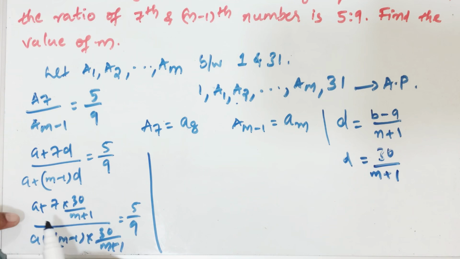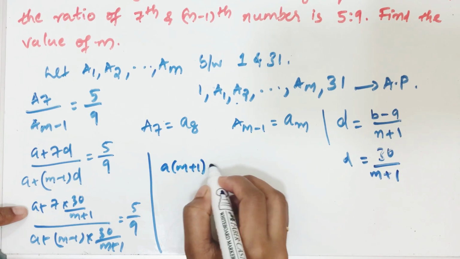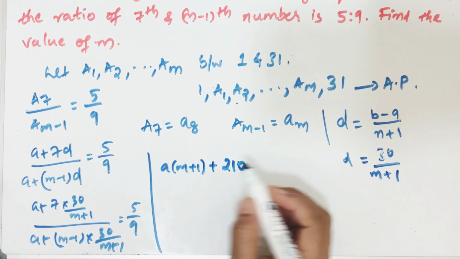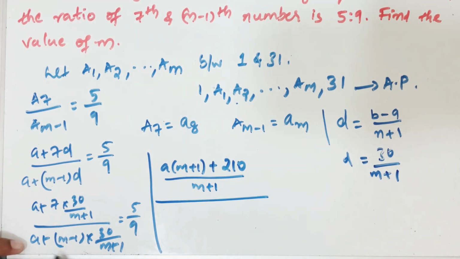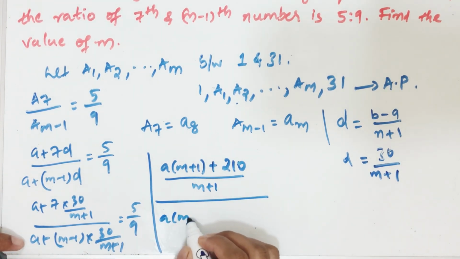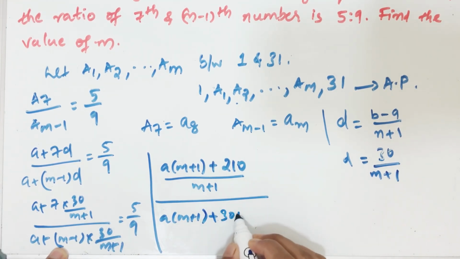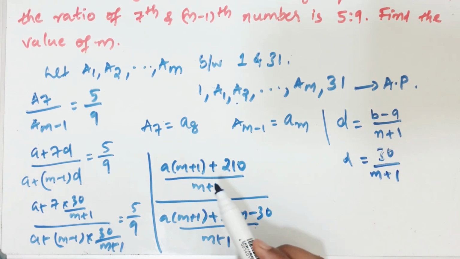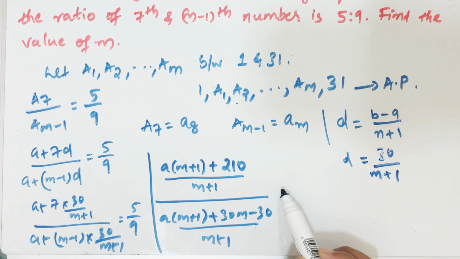Now see the numerator. Make the denominator as m plus 1. That is a into m plus 1 plus 7 into 30 is 210 by m plus 1 divided by, here a into m plus 1 plus 30m minus 30. 30 into m minus 1 is 30m minus 30 by m plus 1. This is a into m plus 1 plus 210 by m plus 1 into m plus 1 by a into m plus 1 plus 30m minus 30. That is m plus 1 we can cancel.